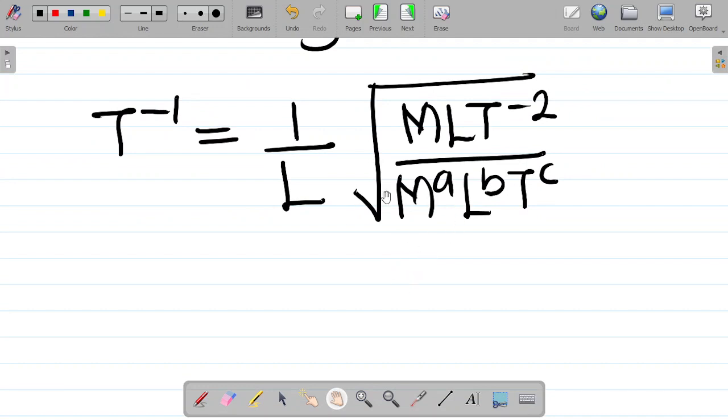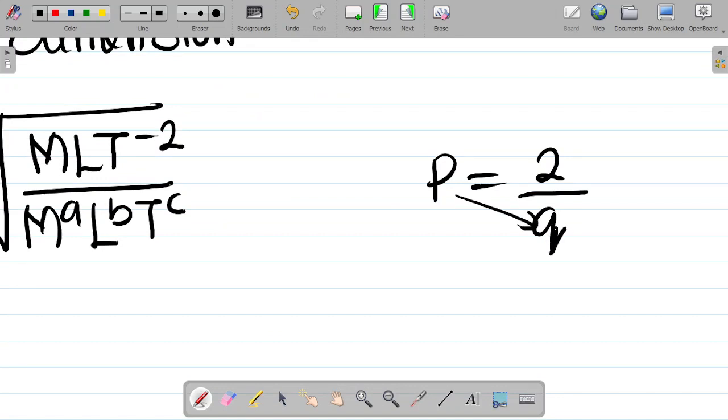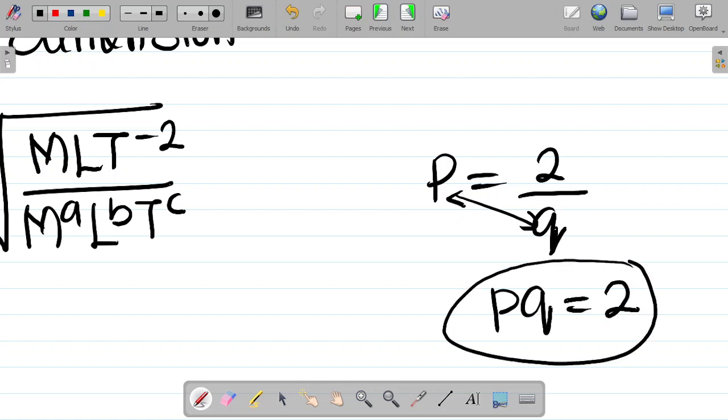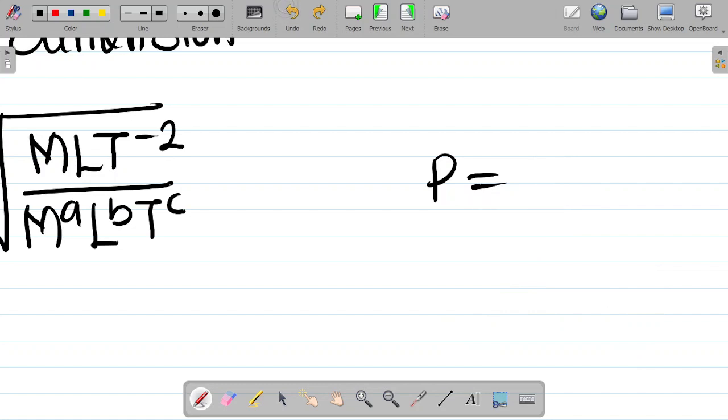Now my task here is to solve this. And in solving this, one of the first things I want to show you is that if I have, let's say, P is equal to 2 over Q, it is correct to say these two would come together to give you P times Q, PQ equal to 2. This is correct mathematically. Now, why am I showing this? I'm showing this because we can use this concept in the given question here.